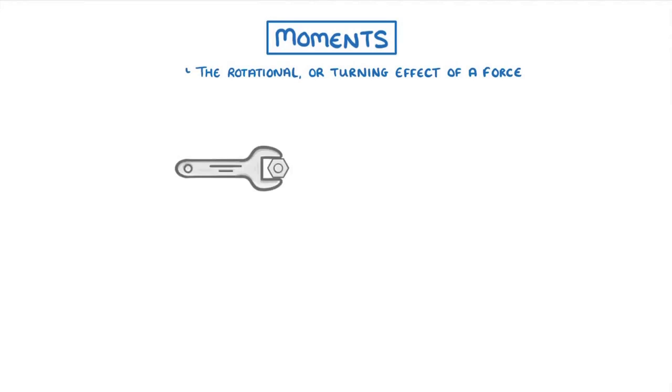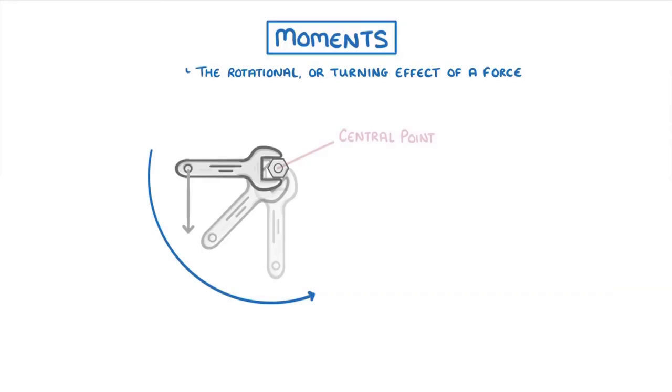We can describe a moment as the rotational or turning effect of a force. For example, if we had a spanner that we were using to tighten a nut, and we applied a force downwards at the end of the spanner, then instead of the whole spanner moving downwards, it would just turn around this central point, which we call the pivot. And it's this turning effect that we refer to as the moment.